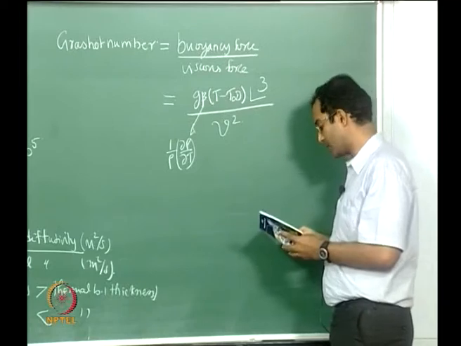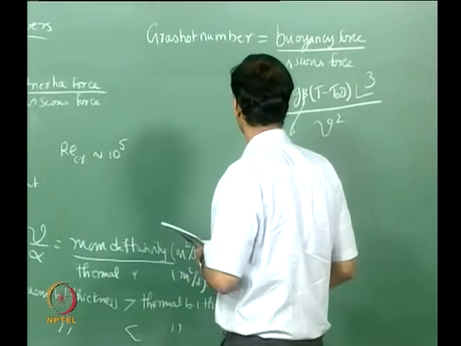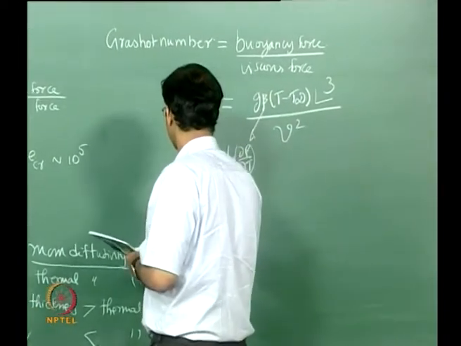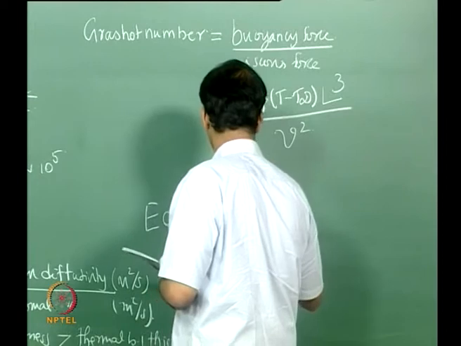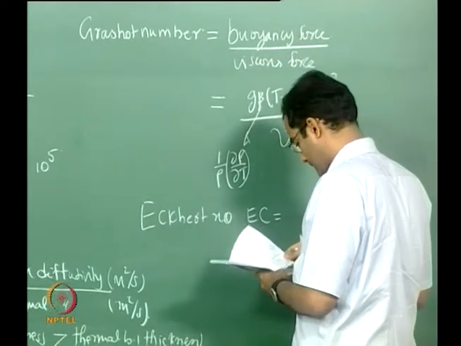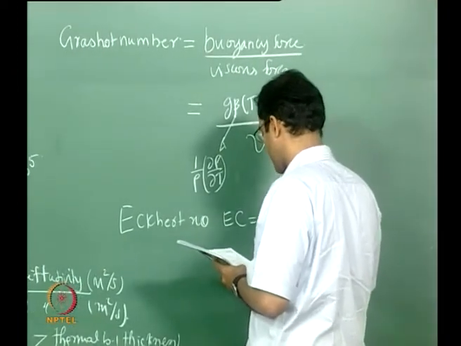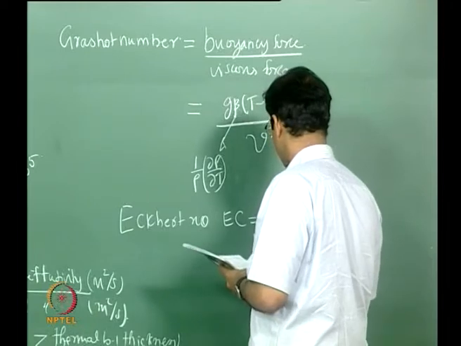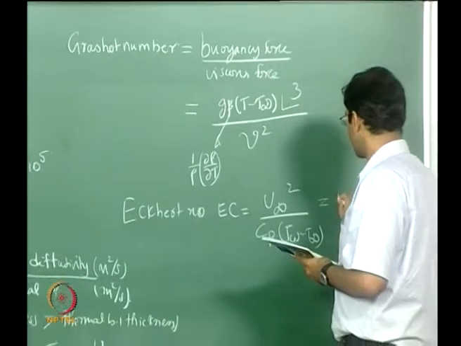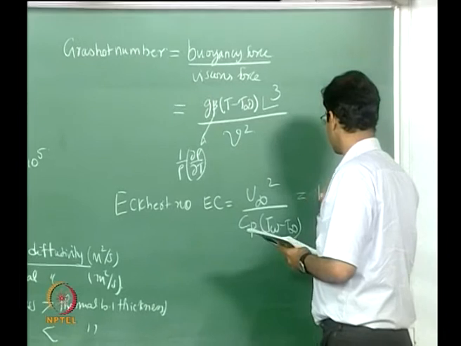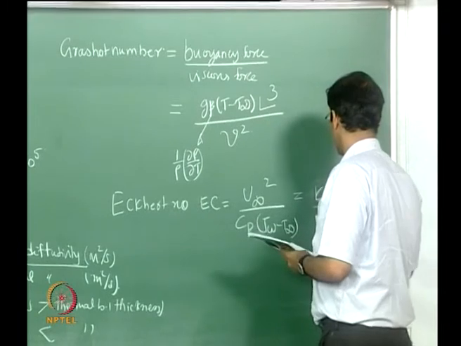So now we will move on to the other non-dimensional numbers. The last one appearing in that particular non-dimensional form is the Eckert number. This is defined as the ratio of the kinetic energy of the fluid, and the exact expression is U infinity squared by Cp into T wall minus T infinity. The numerator is the kinetic energy of the fluid and the denominator is the thermal energy.